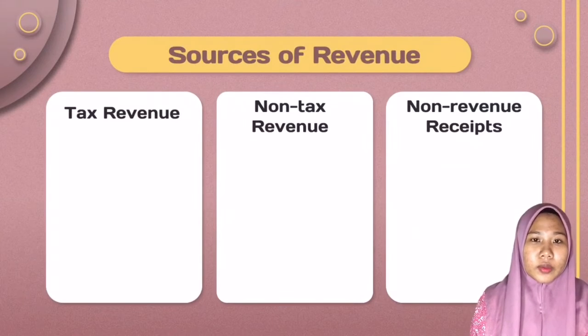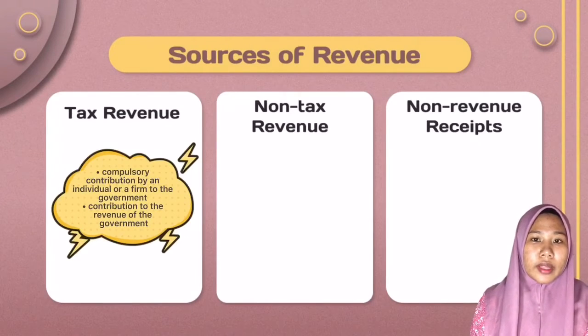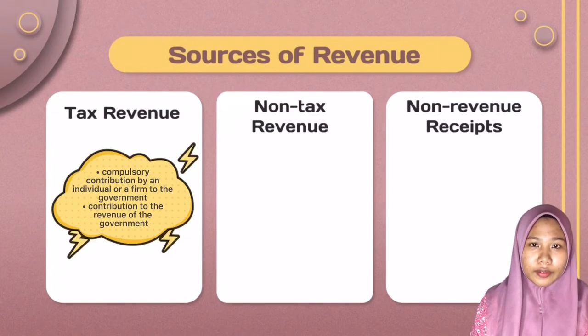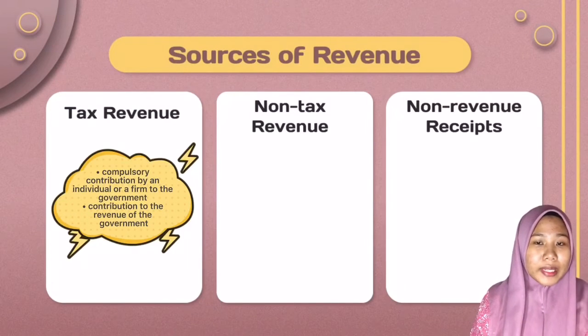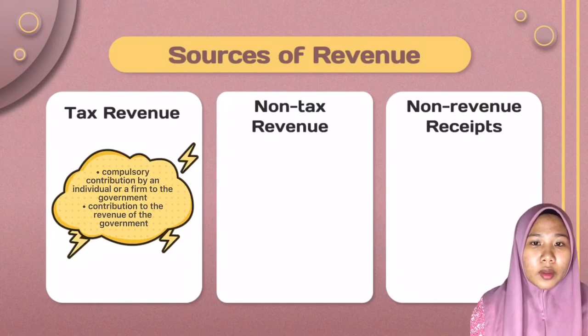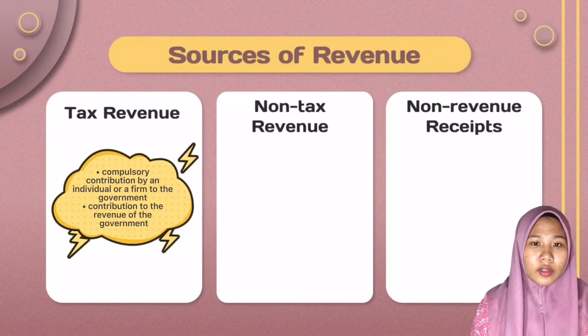Sources of revenue. The first one is tax revenue. It is a compulsory contribution by an individual or a firm to the government to be used in the common interest of all. It is also a contribution to the revenue of the government so that the government can provide the necessary administrative services to govern the country.